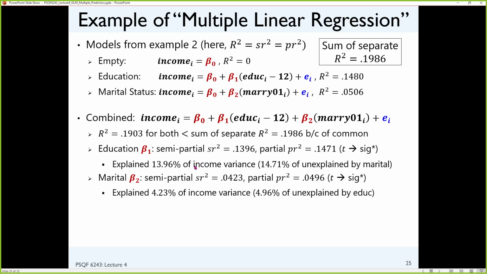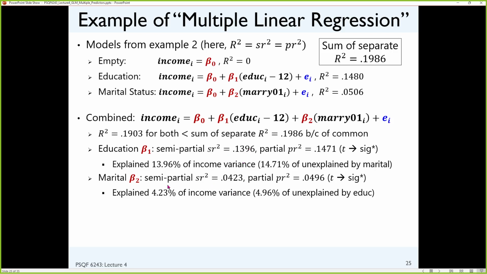Now the other one. Semi-partial is 0.04, partial is 0.05. Now this is also a significant predictor, but I can't tell just from looking at beta 1 or beta 2 which of these is a relatively bigger contributor to the model. Because beta 1 would tell me the change in income per year of education, whereas beta 2 would tell me the change in income if you become married versus unmarried. And those are not on the same scale. Not even kilograms and pounds. Those are just like completely different things. But if I convert them into effect sizes, now I can compare them directly.